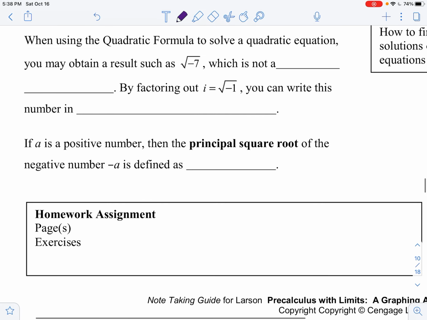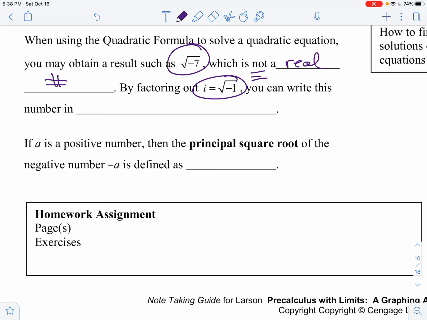And then lastly, our complex solutions of a quadratic equation. So for example, if I end up with a solution of the root of negative 7, this is not a real number. We know this, right? Normally we can't take a root of a negative number, but if you factor out i, where i is equal to the root of negative 1, you can write the number in standard complex form.